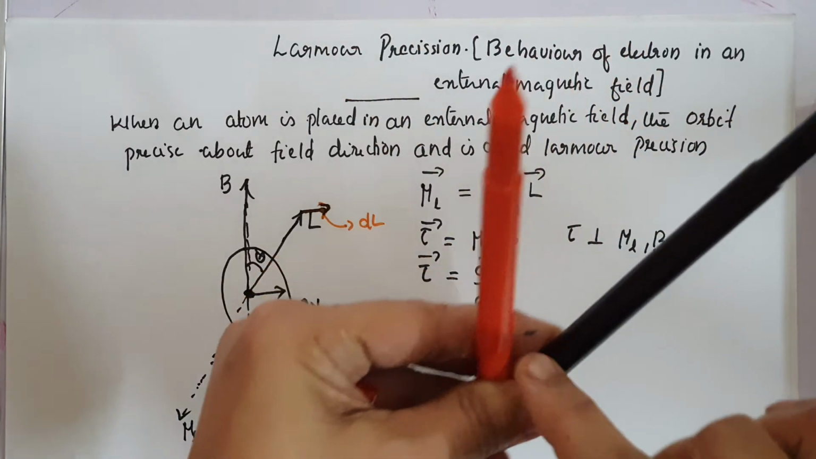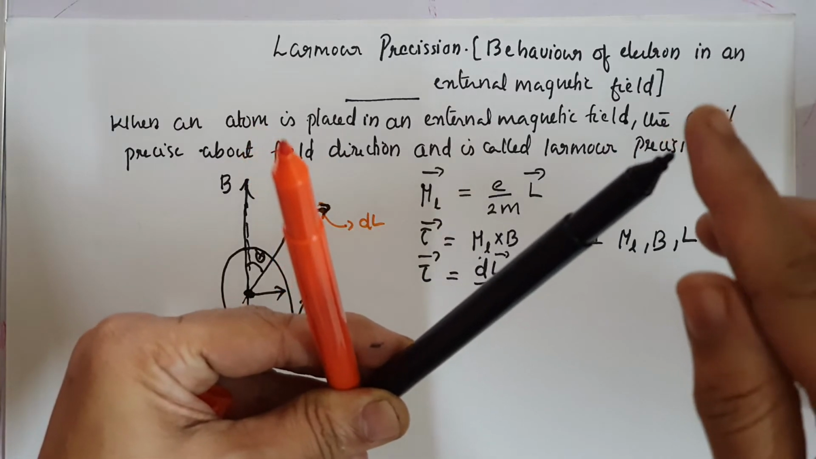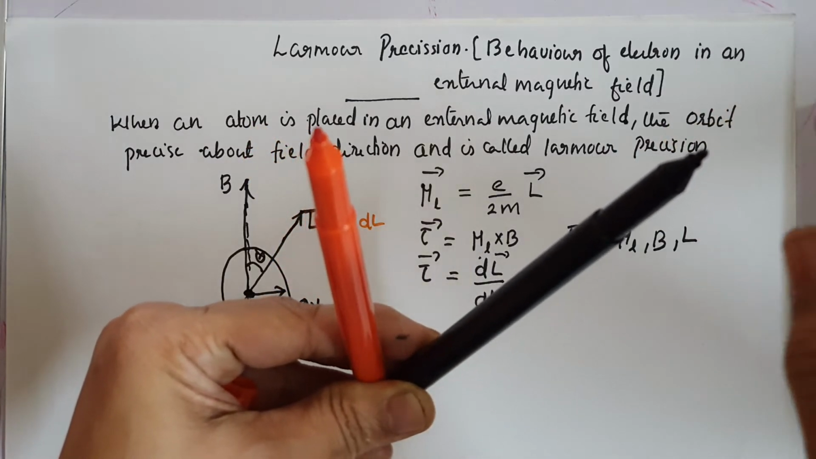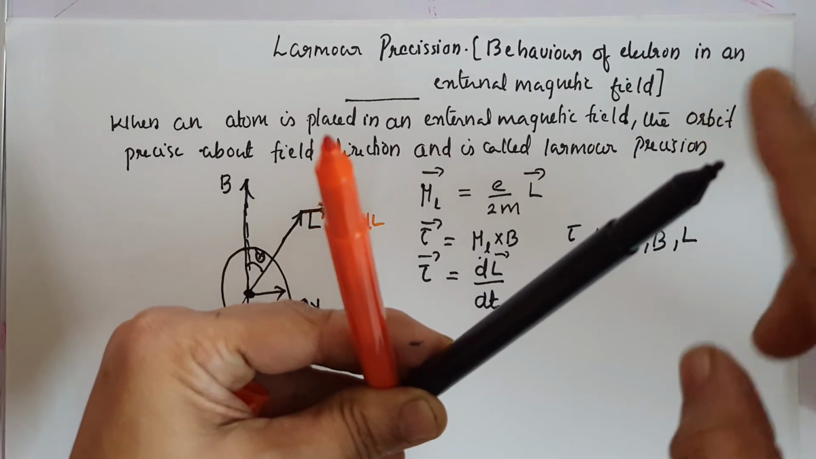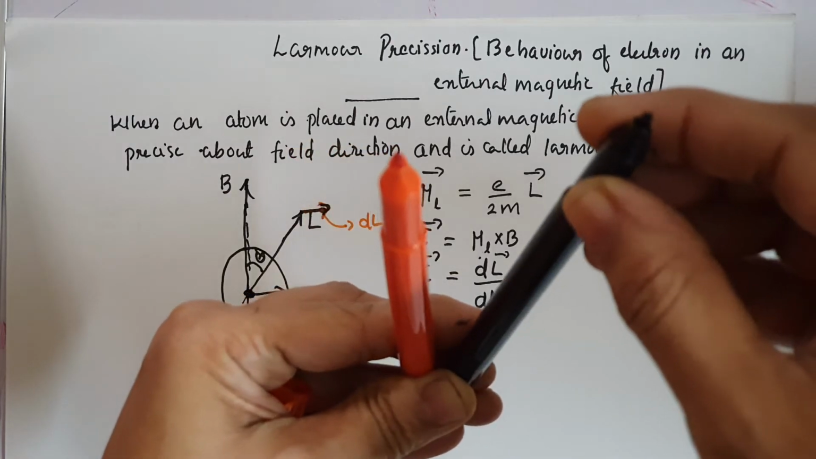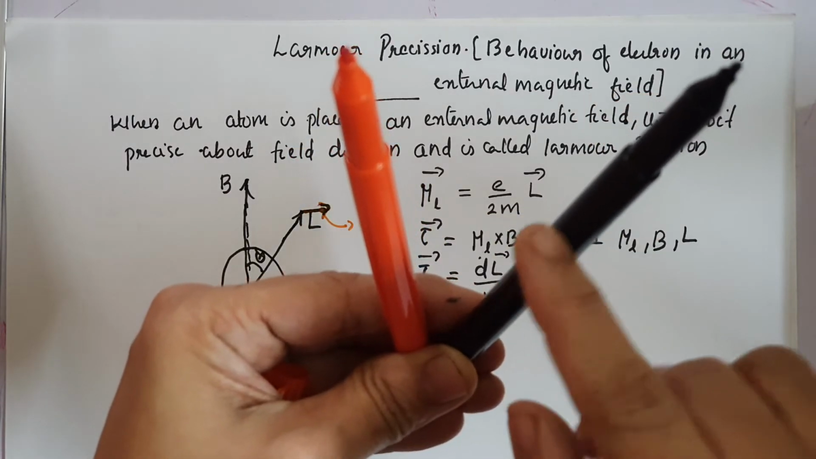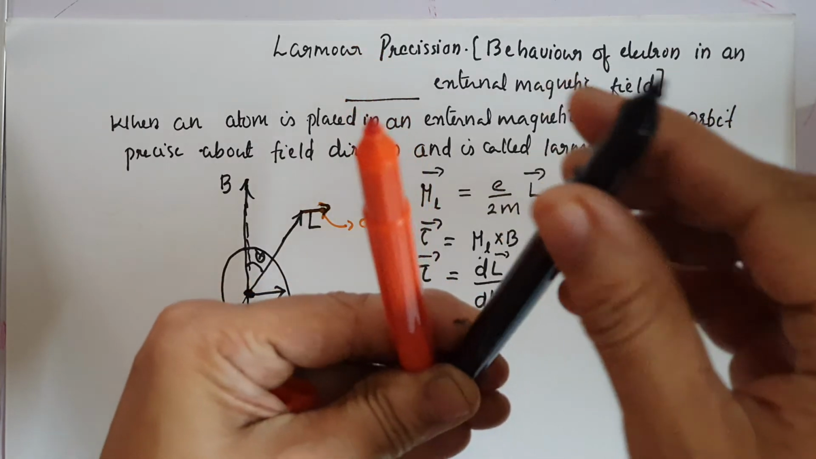This is the magnetic field and this is the angular momentum L. The dL is perpendicular to L because the torque is acting perpendicular to L. As a result of this torque, it can move in this direction or this direction. But if it moves in this direction, then theta will vary, and L and theta remain constant. So it cannot move like this.